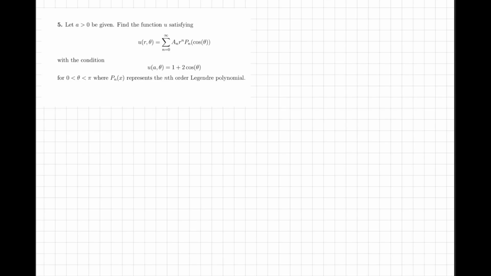So the first thing we're going to do is go ahead and plug in a for any time we see r, and we'll just try and apply this initial condition. u of a and theta is equal to 1 plus 2 cosine of theta, and that's equal to the infinite sum from n equals 0 to infinity of a sub n times a to the n P sub n of cosine of theta.